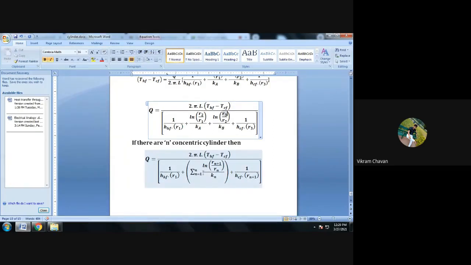So if there are n concentric cylinders, we have to take the summation from n is equal to 1 to n of ln of r suffix n plus 1 divided by r suffix n, whole divided by k suffix n. And the last term is 1 divided by h suffix cf multiplied by r suffix n plus 1. Getting everyone? Is there any question, any doubt?